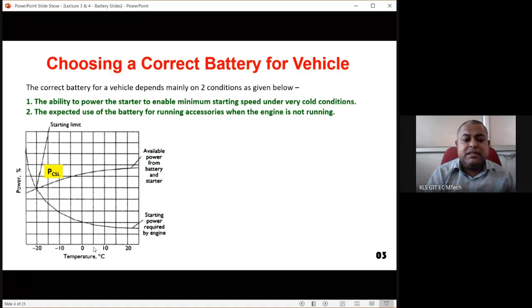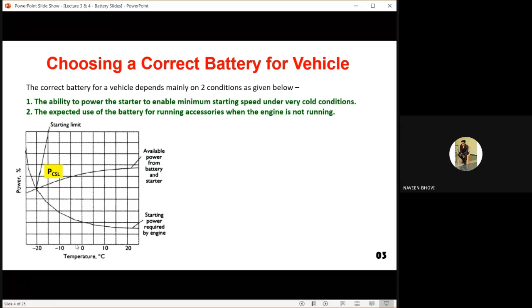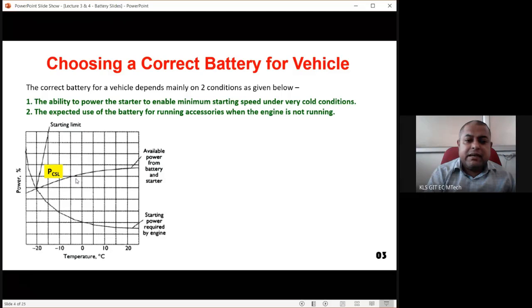So at higher temperature, 0 degrees, starting the car is not a problem, because at that time available power is around 62%, and required power is almost 20%. So when available power is more than required power, the car will start very easily. But just check at -25: available power is around 45%, required power is 85%. Not possible, the car cannot start.